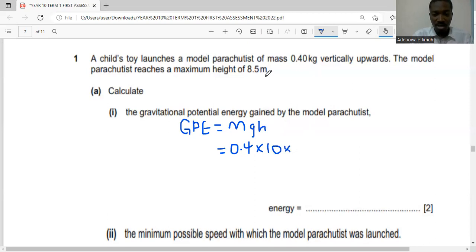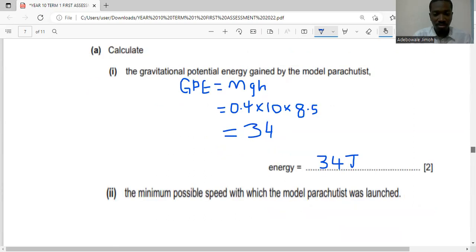Then the height has been given to us as 8.5 meters. So you write 8.5 here. Then you multiply all of this. This gives you 34 joules. So you write your answer here. The gravitational potential energy is 34 joules. Now we proceed. Next question.